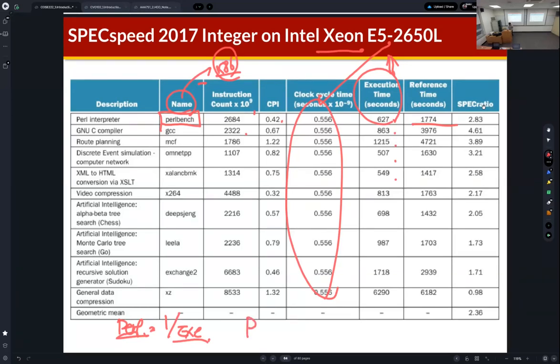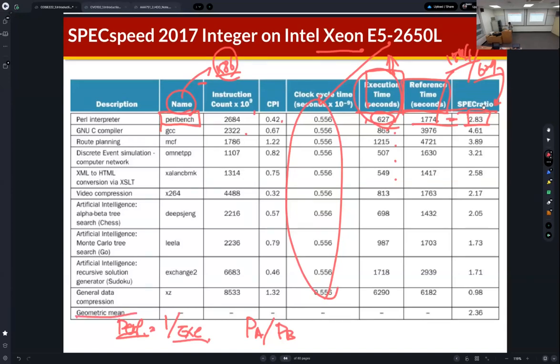Because when we talk about the performance metric, we just learned that the performance of A is n times higher than the performance of B, right? So this execution time is compared with the reference time, the execution time of a reference machine. Then we can calculate the SPEC ratio. The execution time of the reference machine is 1.1774, and this is the execution time of Xeon, so it is divided by 627. So it becomes the SPEC ratio of this one.